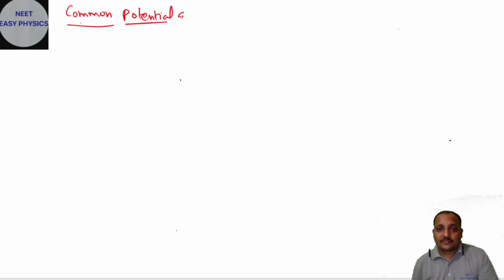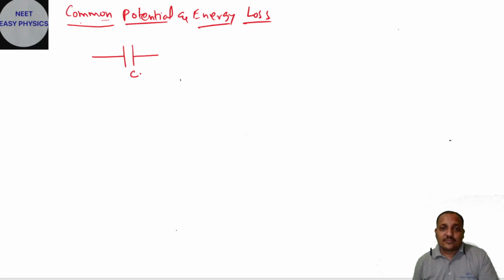In this class, we will discuss two capacitors connected in parallel: the common potential and the energy loss. So how are they going to ask the question? Whenever a capacitor C1 is charged with a battery V1, they will give it.